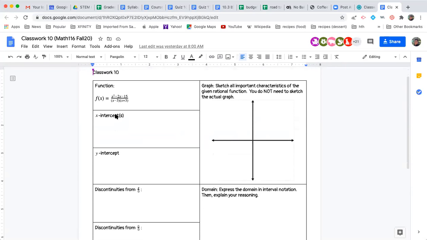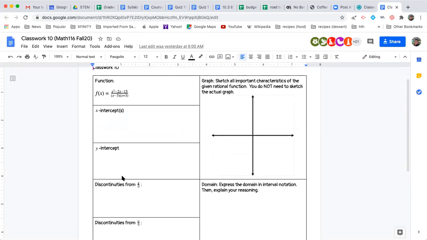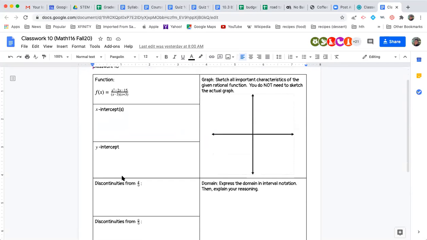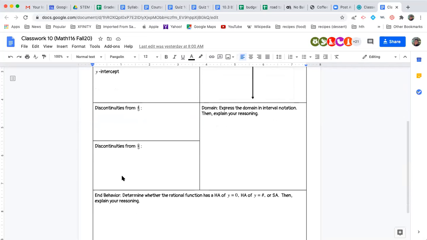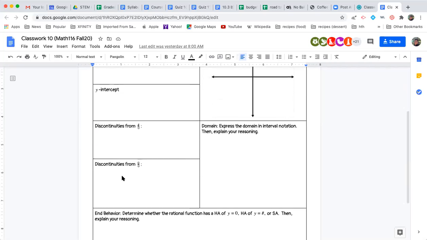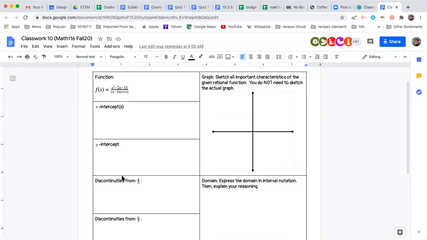So for example, if you find an x-intercept, I want you to plot that on the graph. If you find a y-intercept, I want you to put that on the graph. If you find a vertical asymptote, I want you to draw that. If you find a hole, I want you to draw that. And if you have a horizontal asymptote, I want you to include that on your diagram. But you do not need to connect the dots, okay? No connecting necessary, just put all the different characteristics on there, okay?